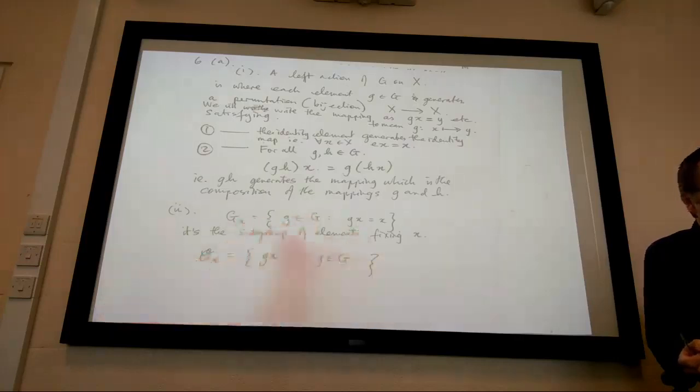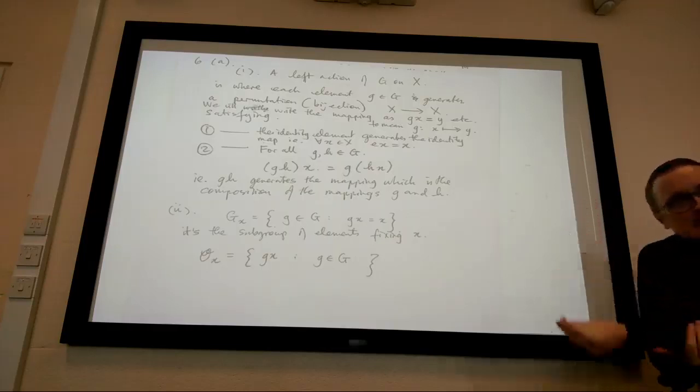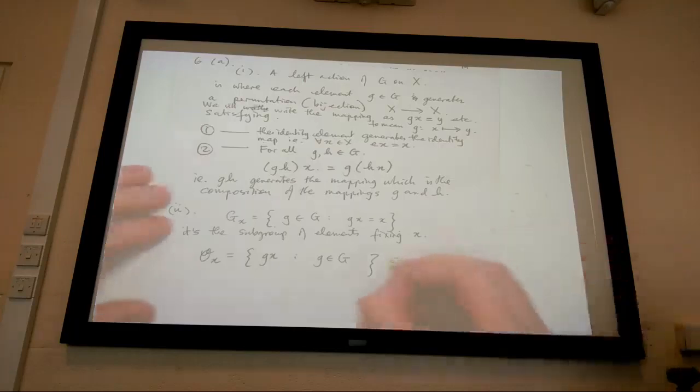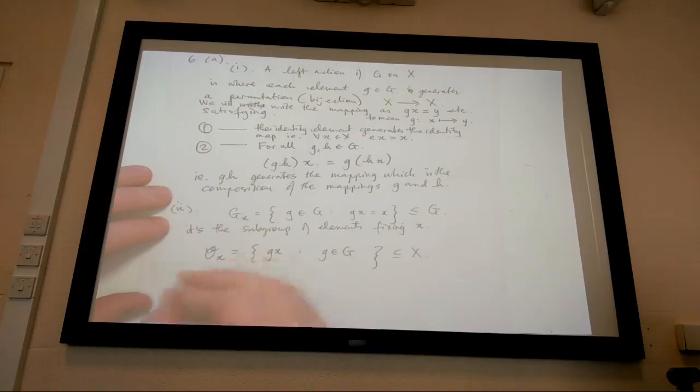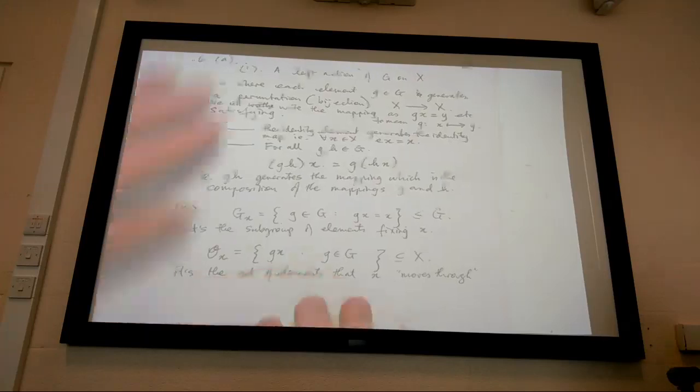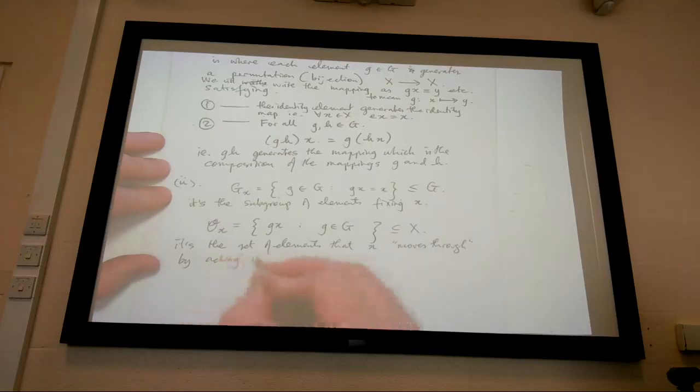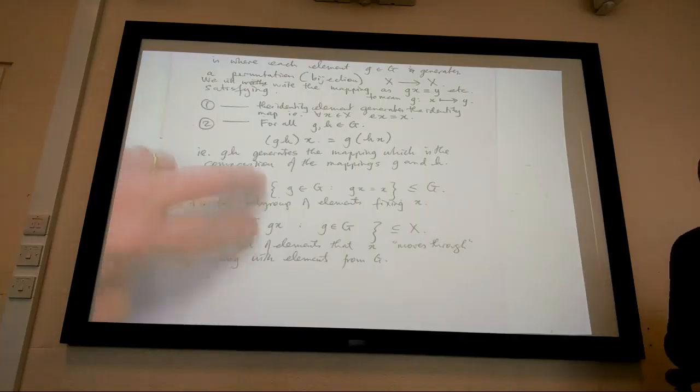So they look almost identical, it just looks like you flip the two things, but they're different. The stabilizer G sub X is a subgroup of the group. The orbit is a subset of the set X. It's on the other side. The orbit is a subset of X. This is a subgroup of the group G. So the orbit is the set of elements that X moves through by acting with elements from G. But just the two set theoretic ones would be enough.